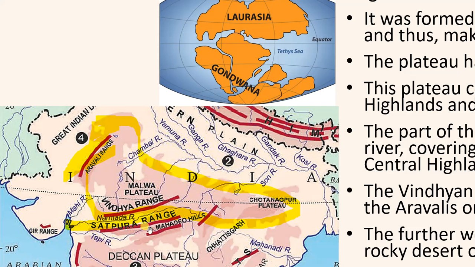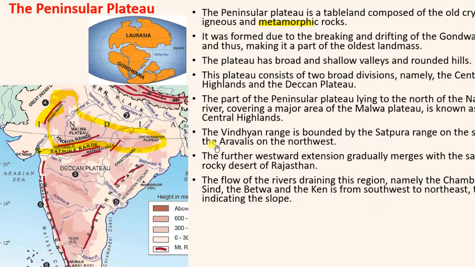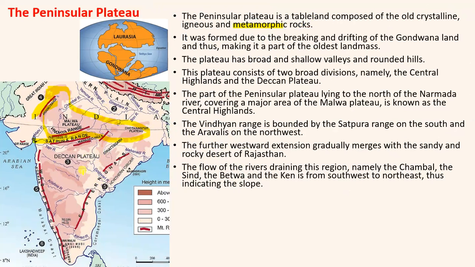So this is showing the slope of this region, that this area has a slope from this part to northward. Generally we think there is slope from the Himalaya toward the south, but here in this region the slope is from south to north, and only in this region the rivers are moving in this direction. Otherwise, in almost all other regions, the rivers are moving from north to south to meet the sea and ocean.